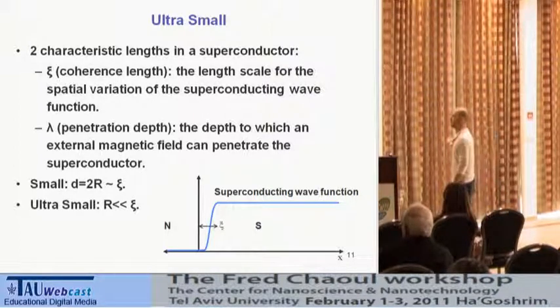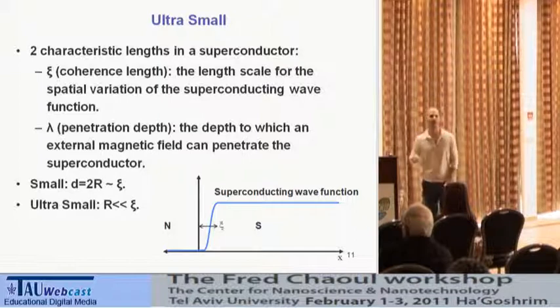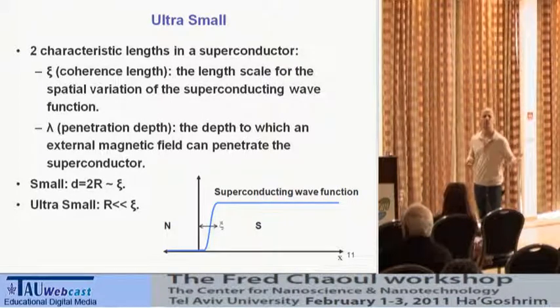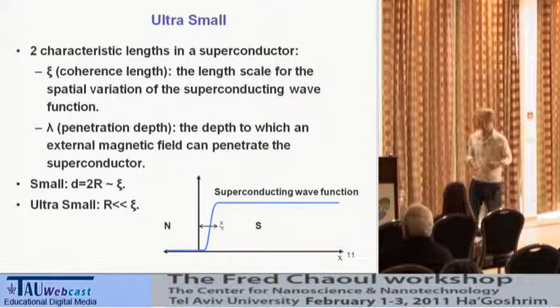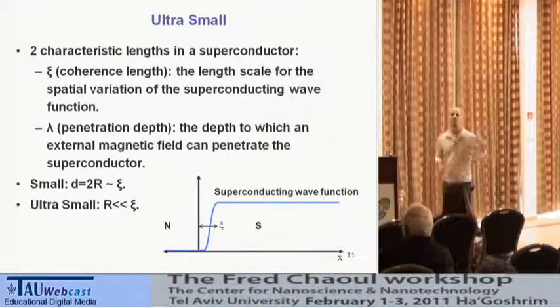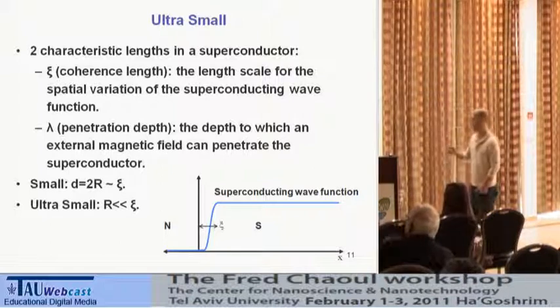When I'm saying that my sample is small, when I'm saying I have a small cylinder, I basically mean that the diameter of the cylinder is comparable to the superconducting coherence length. When I'm saying I have an ultra-small cylinder, I mean that the radius or the diameter of the cylinder is smaller than this coherence length. And the physics is different when you're comparable, when you're smaller, and when you're bigger.